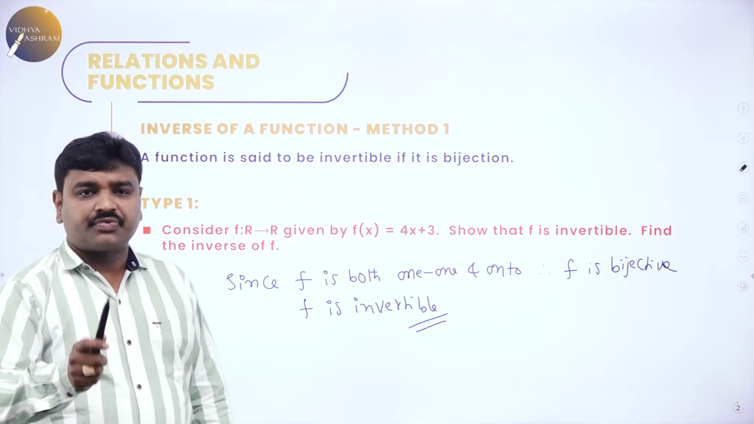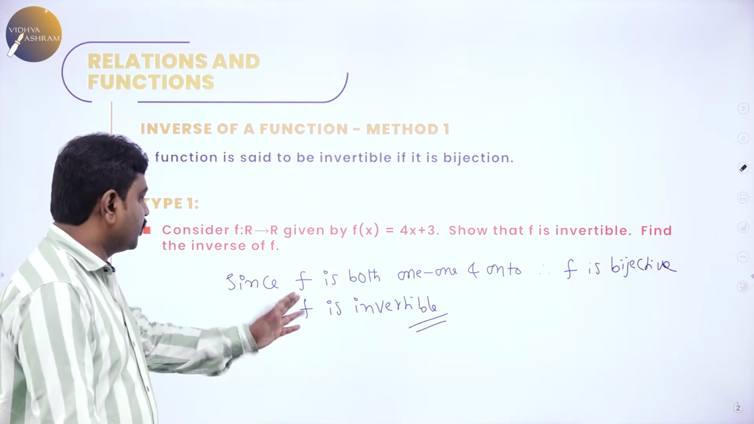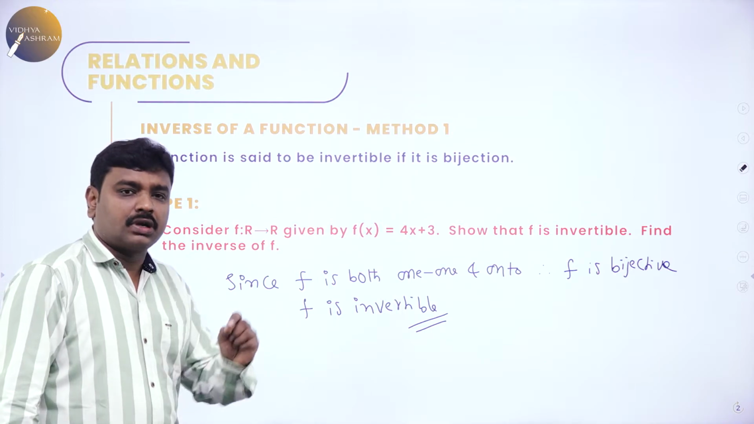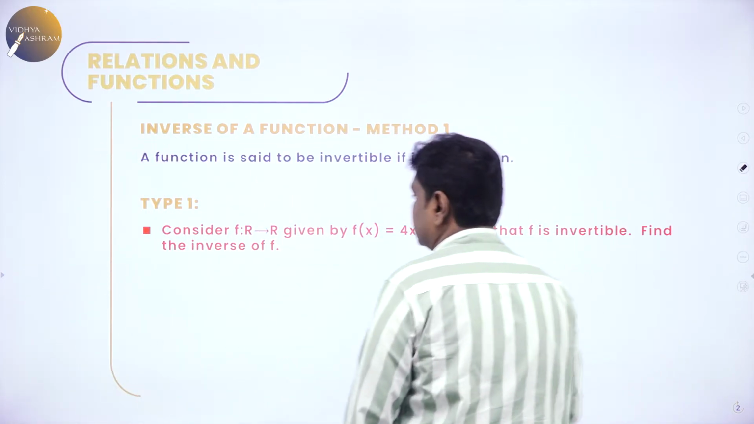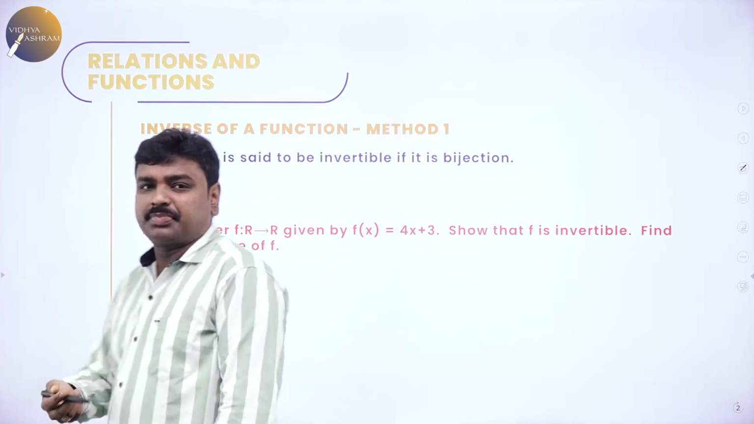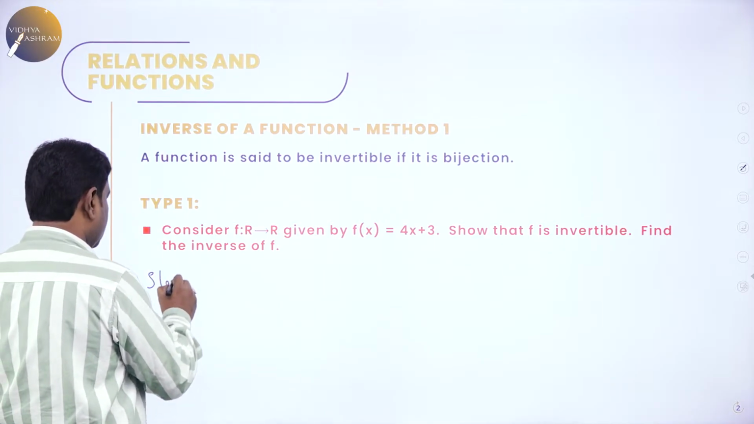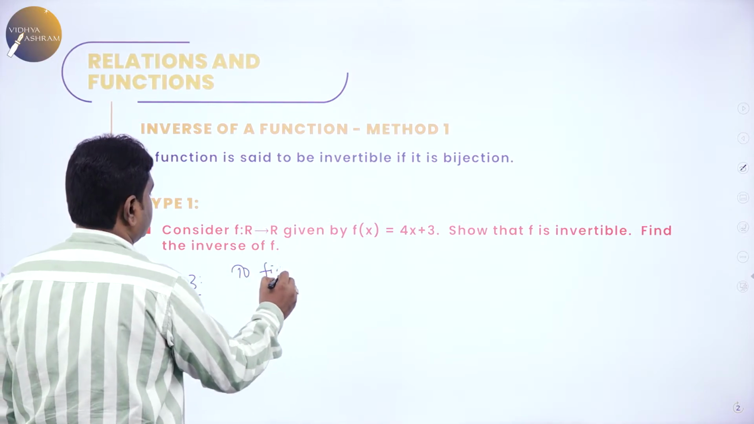So first we proved step 1, to check 1-1. Step 2, to check onto. Then the conclusion. What is the conclusion? Since f is both 1-1 and onto, therefore it is invertible. Now step 3, the last step, is to find the inverse. What is step 3? To find the inverse.